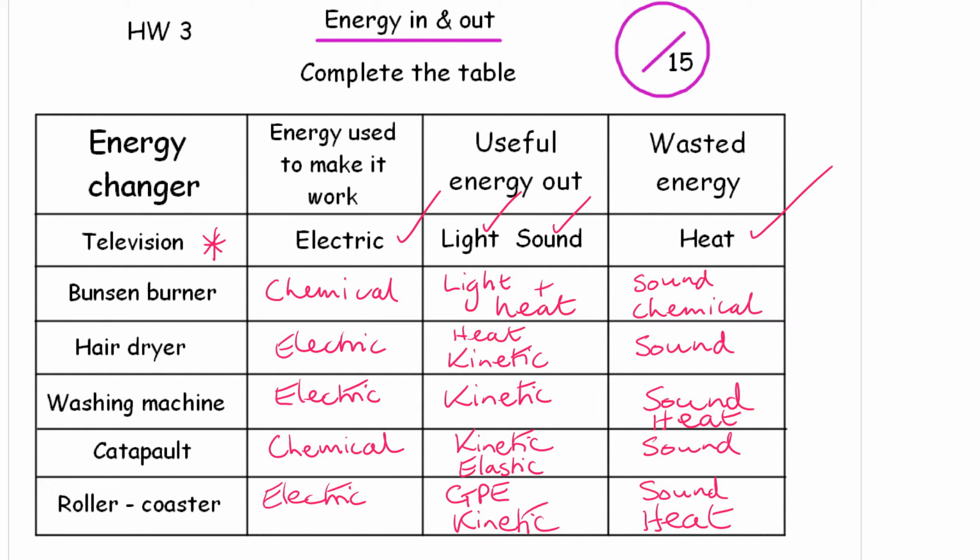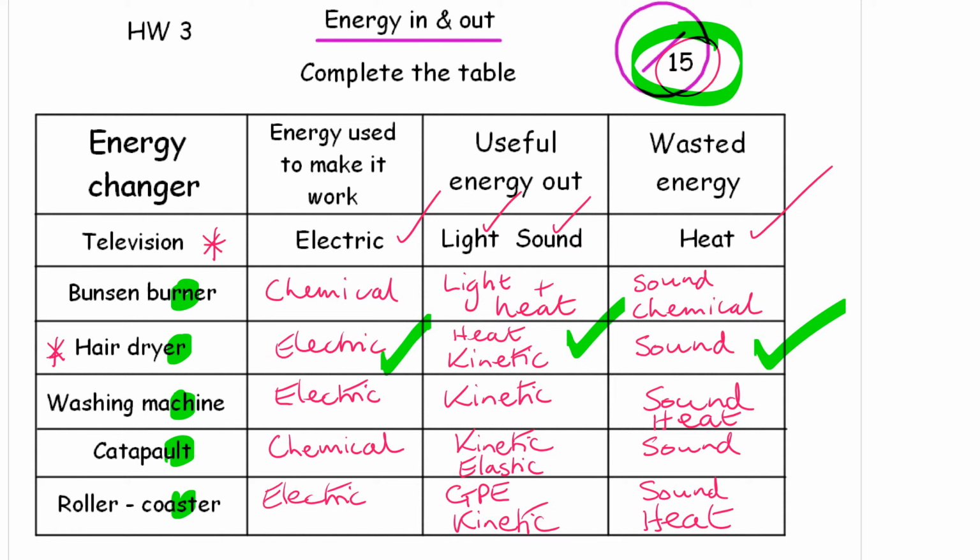So it's out of 15, as long as you've got one of the correct answers. For example with the hairdryer, electric, yes. As long as you had heat or kinetic, that is correct. And the one wasted type of energy would be sound there. So there's 3 marks, and there's 5 questions. 5 times 3 is our 15. Give yourself a mark out of 15.